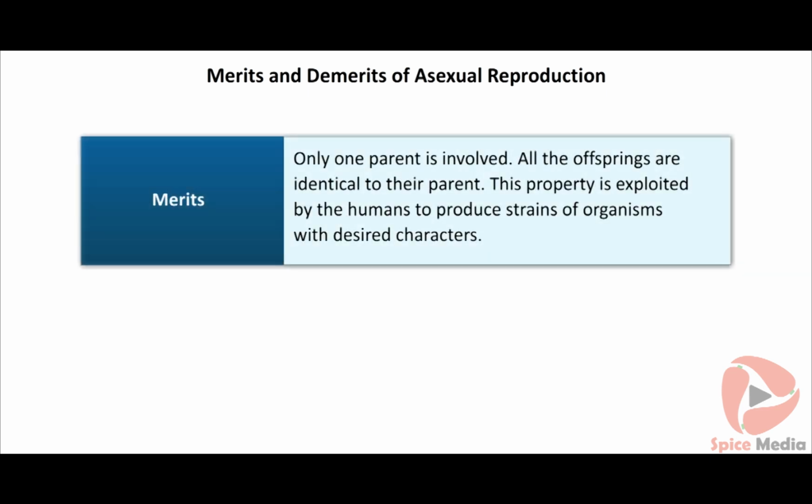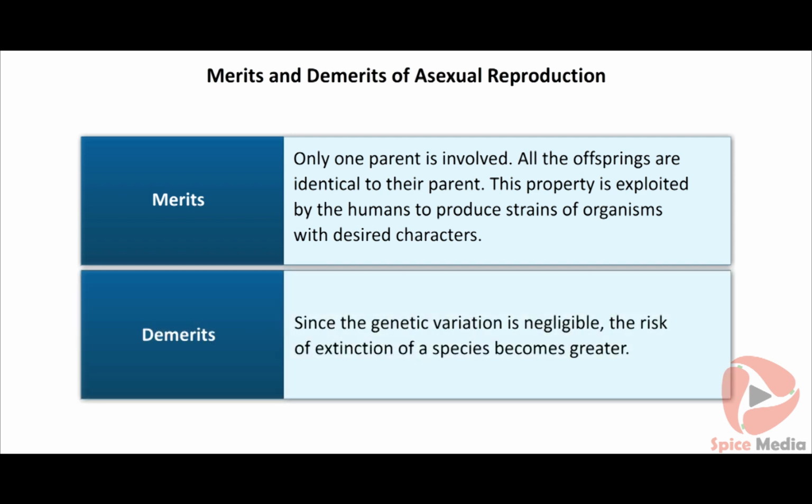Asexual reproduction has both advantages and disadvantages. Let us discuss the merits and demerits of asexual reproduction. Merits. Only one parent is involved, and all the offsprings are identical to their parent. This property is exploited by humans to produce strains of organisms with desired characters. Demerits. Since the genetic variation is negligible, the risk of extinction of a species becomes greater.